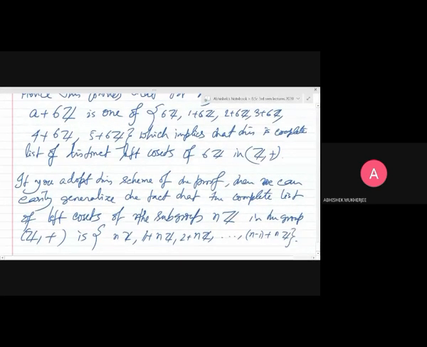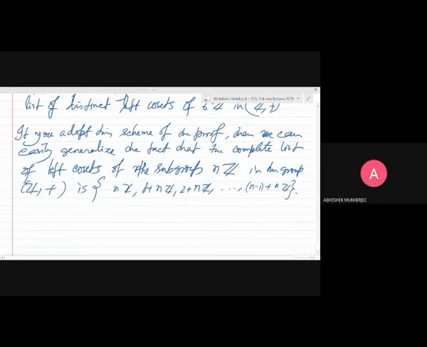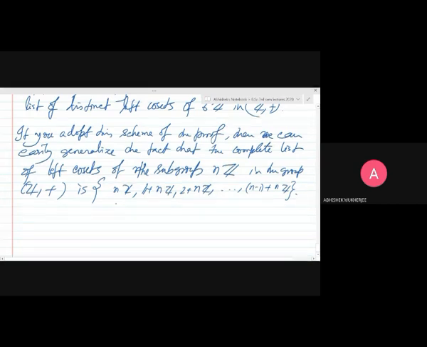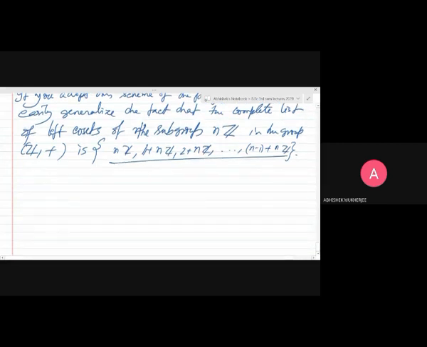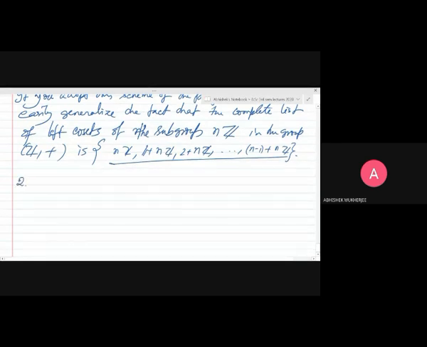These are all the left cosets of nz in z plus, and similarly, if you consider right cosets, then you will have nz plus 1, nz plus 2, and nz plus n minus 1. Okay, fine. So these are all left cosets of nz in z plus. Okay, fine.